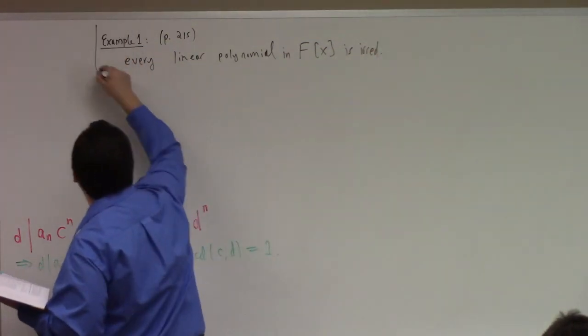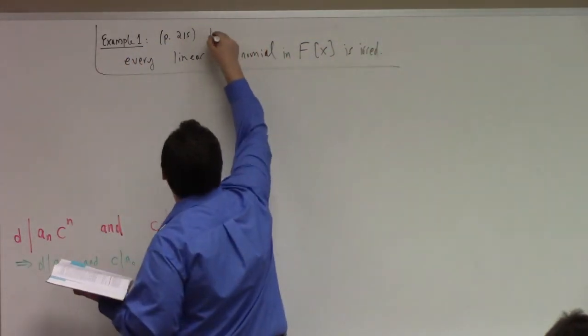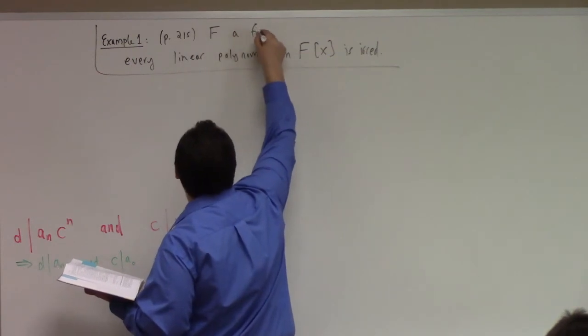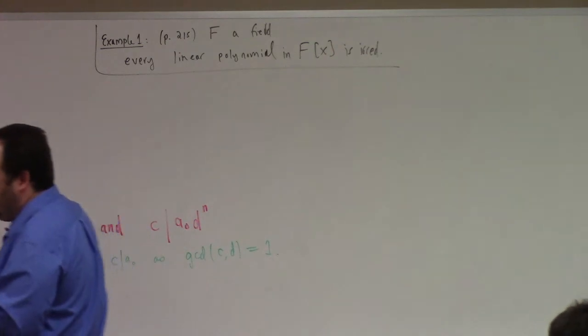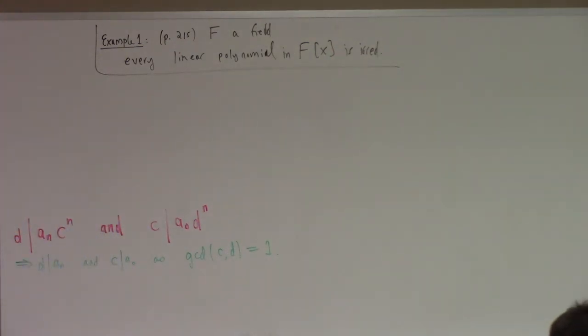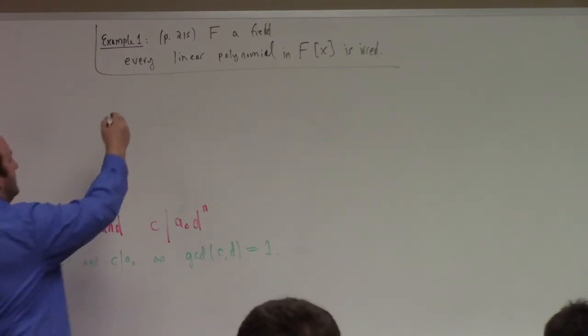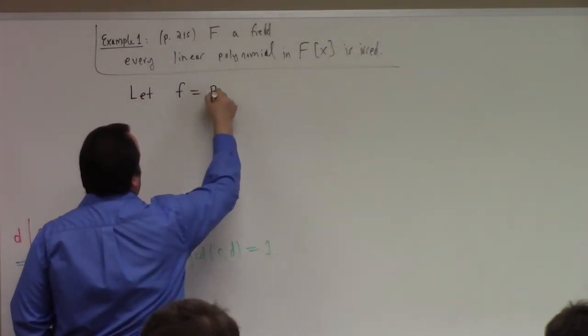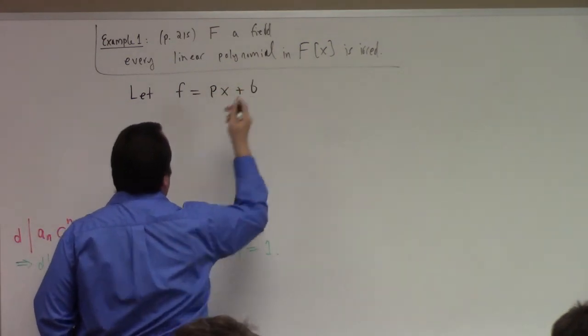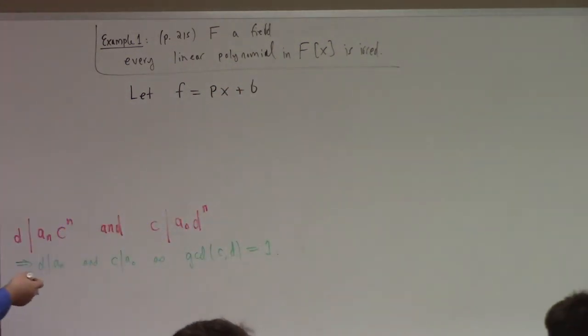So F is a field. All right. So what's a linear polynomial? Let f equal px plus b, right? And to see whether or not that's irreducible, what should we do?